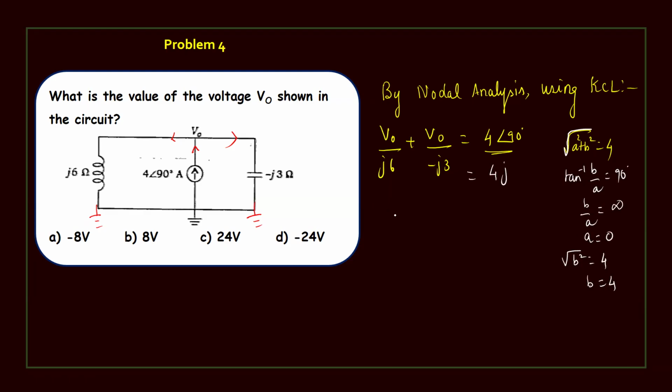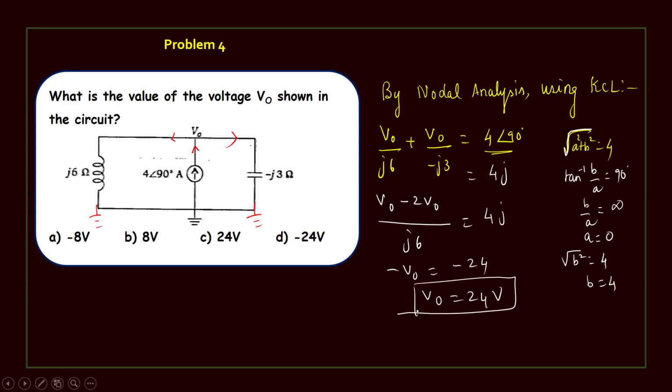Taking LCM, J6: V0 minus 2V0 equals 4J, and then minus V0 equals 4J into 6J, which is minus 24. So V0 equals 24 volt. Like this we can find V0 equals 24 volt. So option C is the correct one for the given problem.